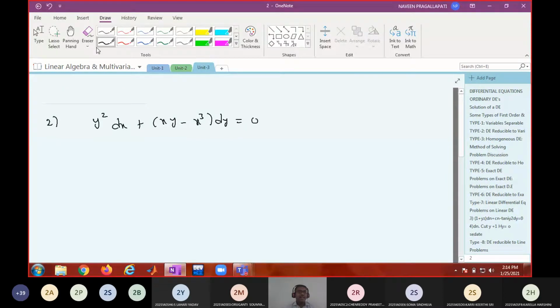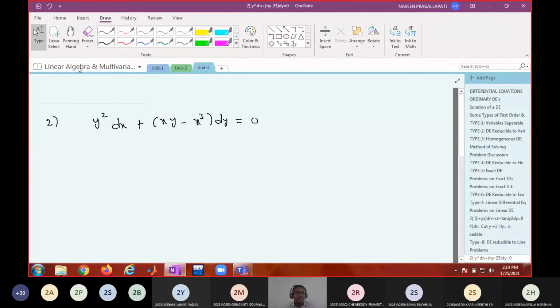Now clearly you can see that it is not an exact differential equation, because dou M by dou y is 2y, dou N by dou x is y minus 3x square, which are not equal. Dou M by dou y not equal to dou N by dou x means it is not exact. So when it is not exact, we will go for integrating factor. In that integrating factor process, you will try to see first whether it is a linear differential equation or not.